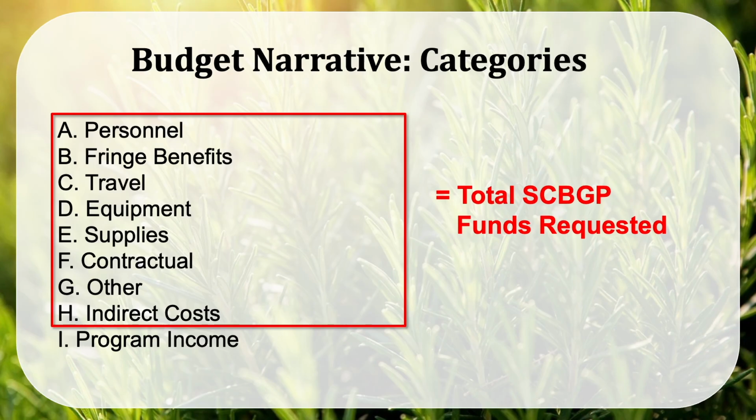Now let's review the template. The budget narrative is divided into 9 categories. The first categories, A through H, will determine the total SCBGP funds requested. There is a program income category at the end of the budget narrative that should only be completed if the project includes activities that will generate income during the grant duration. I'll go over this category in more detail later in the presentation.